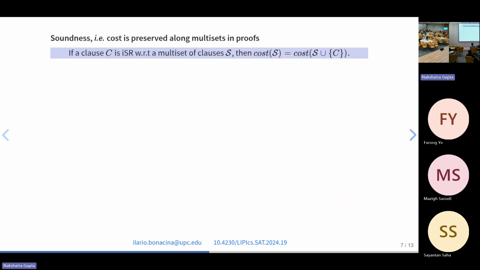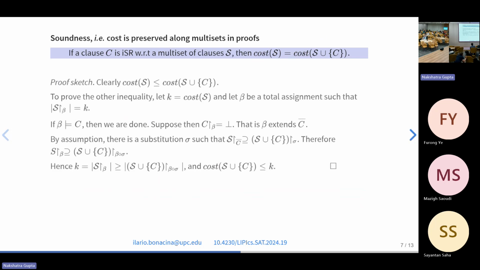Okay, so let me check why the soundness holds. The soundness means that the cost of each multiset along the proofs of this system is preserved. So in particular, this means that if we have a clause that is redundant with respect to a multiset of clauses, then the cost is preserved. So why is that? One direction is obvious. The cost of S is always smaller than the cost of S union C.